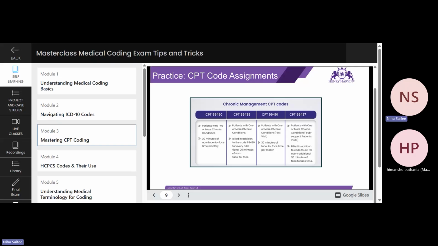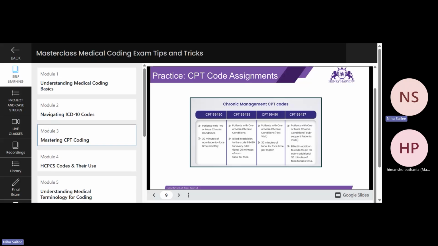Now, patients with 1 or more chronic conditions, first visit, and 30 minutes of face-to-face. The patient is there in front of the physician, and it's again chronic. The first time the patient is coming, you can take 99491. Patients with 1 or more conditions, subsequent visit, that is a follow-up: again bill in addition to 99491, for any additional 30 minutes face-to-face.